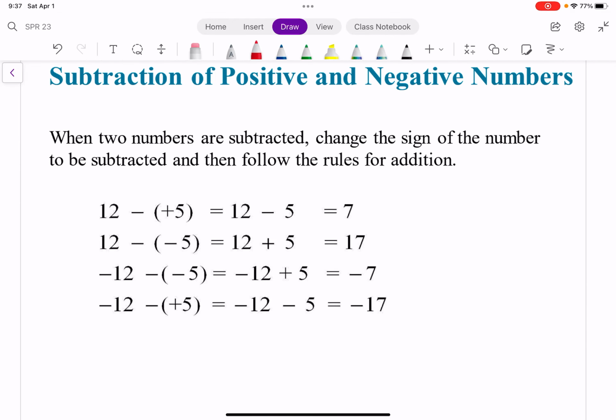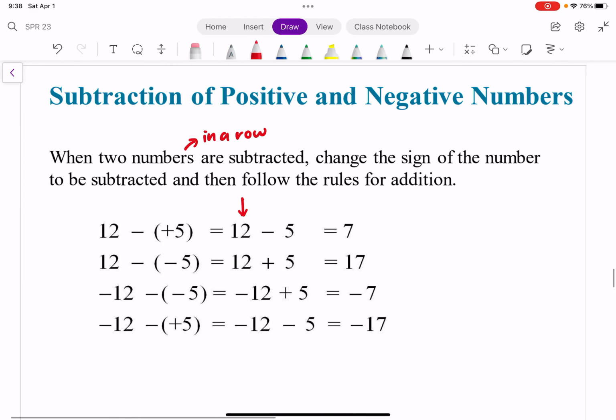Okay, so when two numbers are subtracted, change the sign of the number to be subtracted and then follow the rules for addition. So I would amend this by saying two numbers in a row are subtracted. So here we've got minus our positive sign. So we just do 12, the bigger number, just like we did up here, minus the smaller number, and we get positive 7. Why is it positive? Well, our bigger number is positive.